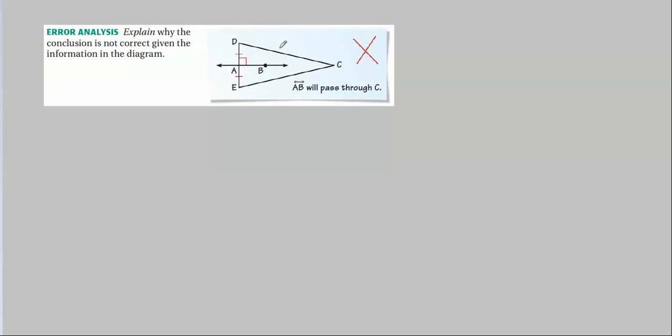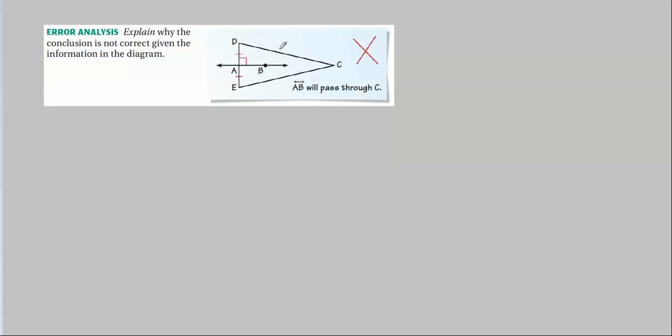Now, if this were an isosceles triangle, that would mean these two sides were congruent, and C would be equidistant from D and E, and therefore on the perpendicular bisector. This looks like an isosceles triangle, but that's the mistake. The diagram doesn't say it's an isosceles triangle. And if it was a fraction of a millimeter off, well, who would know? I sure wouldn't. So that's the problem. You can't just go by what you see. It has to actually be explicitly on the diagram.